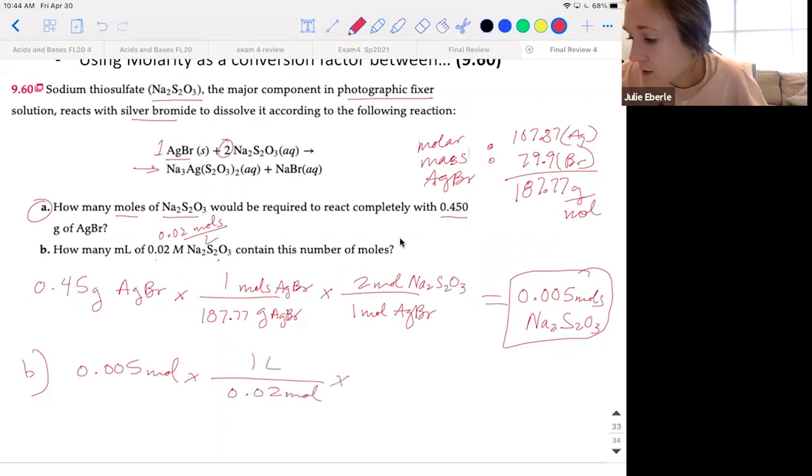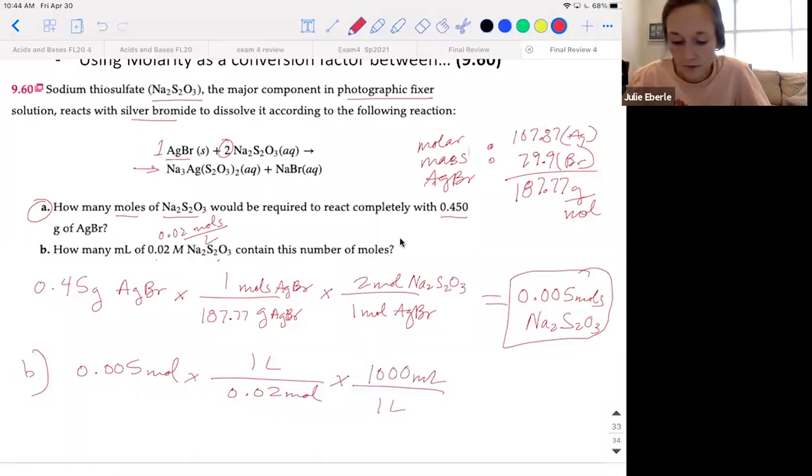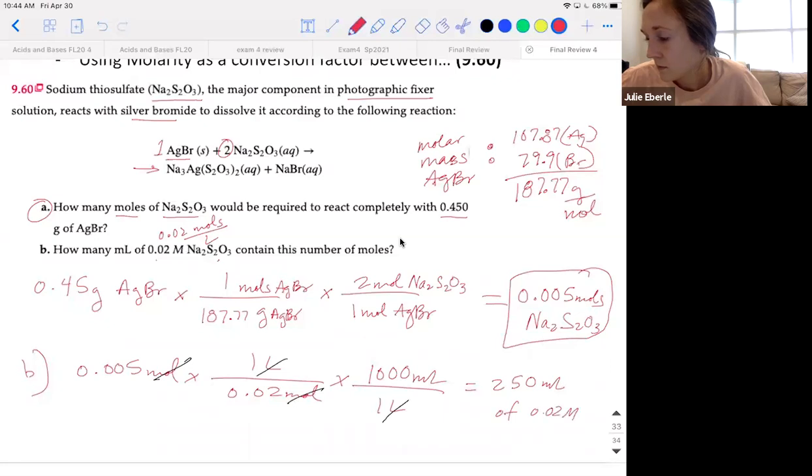And then it says how many milliliters. So I'm just going to do one more step and go ahead and convert liters to milliliters. And I would need 250 milliliters. You should make sure everything cancels right. Moles of sodium thiosulfate cancel, liters cancel, and then you're left with milliliters. Okay. Questions on that?